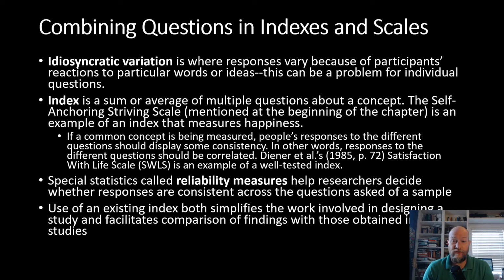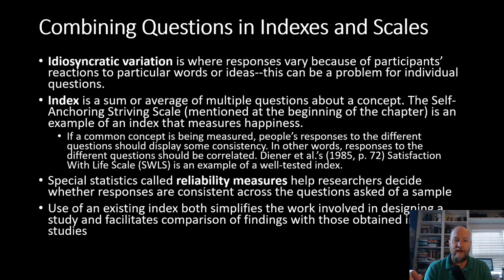One way you can offset idiosyncratic variation, or control for it essentially, is to create an index out of the participants' responses. An index is really a sum or an average of multiple questions about a concept. This is related to the idea of utilizing multiple measurements to get at a construct. We can operationalize through multiple measurements to get a better picture. And the same is true in this case.